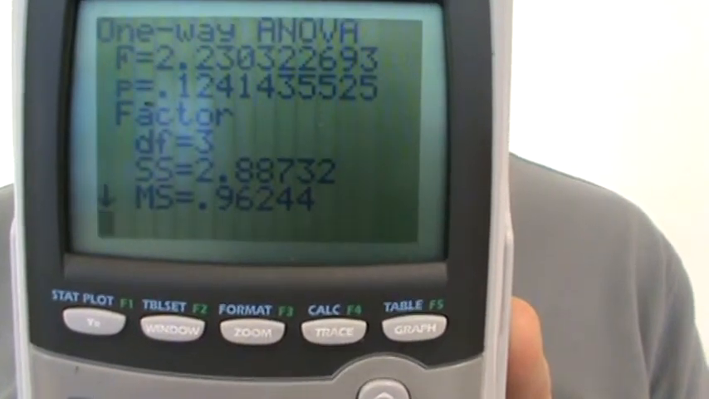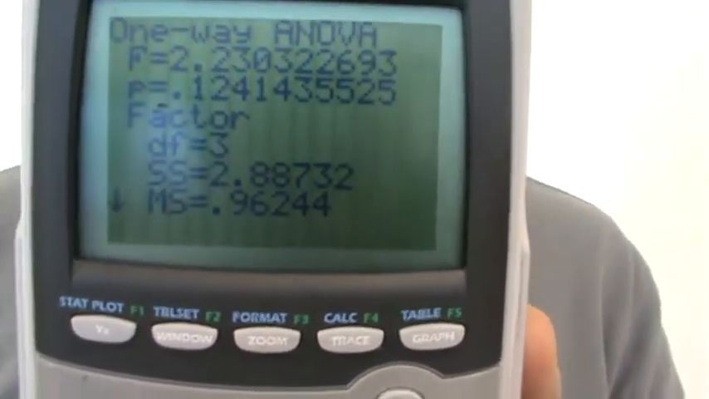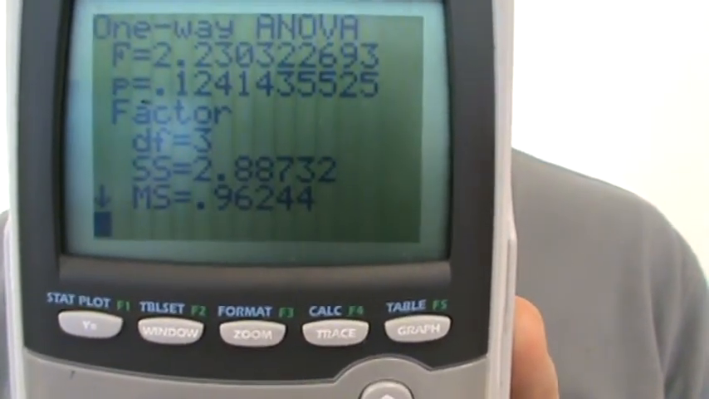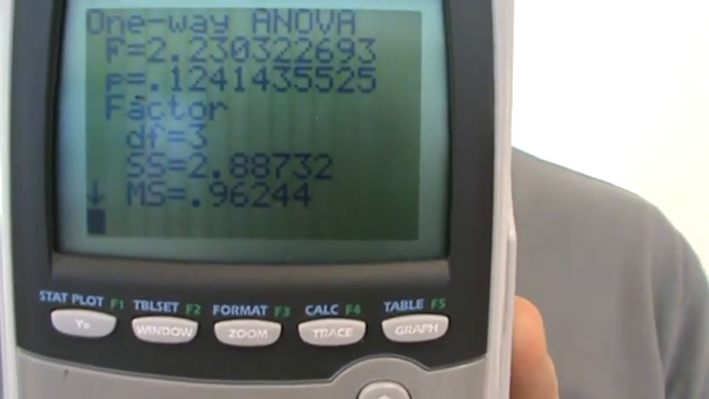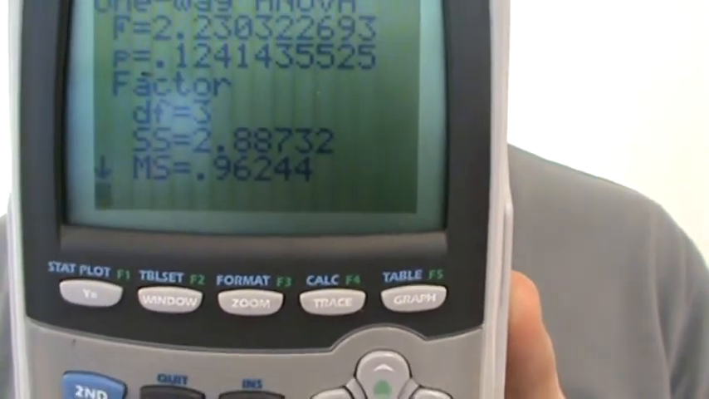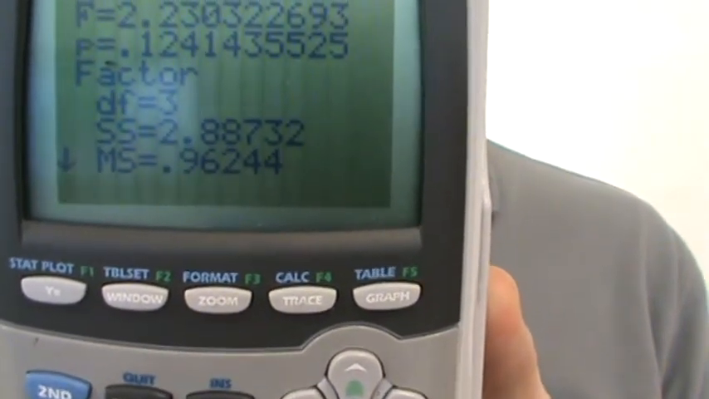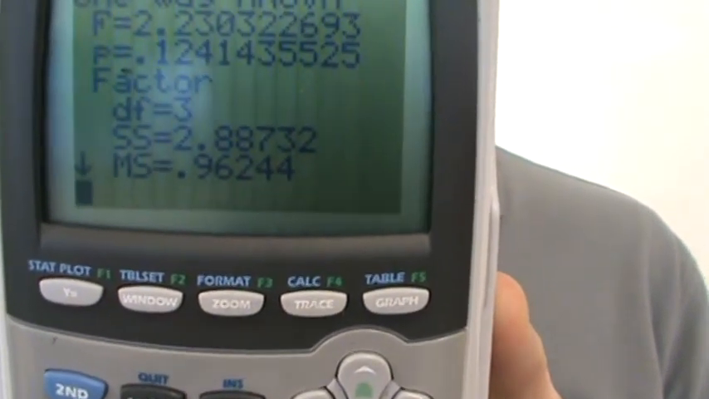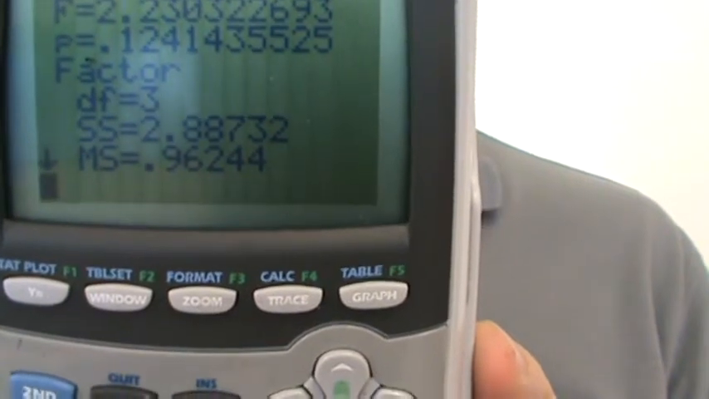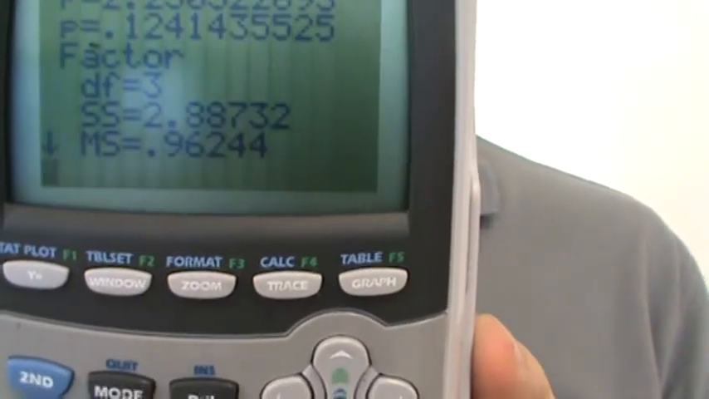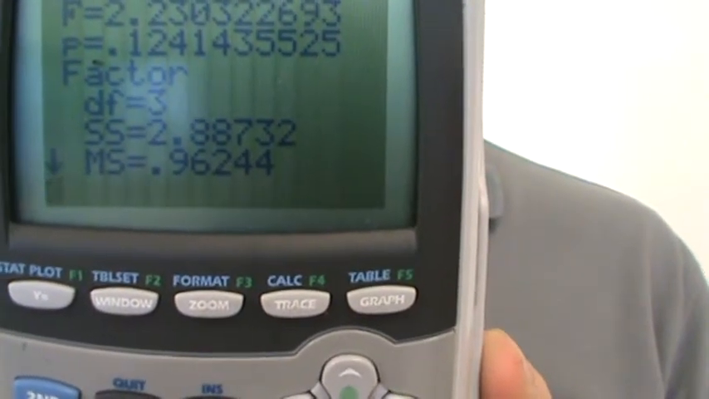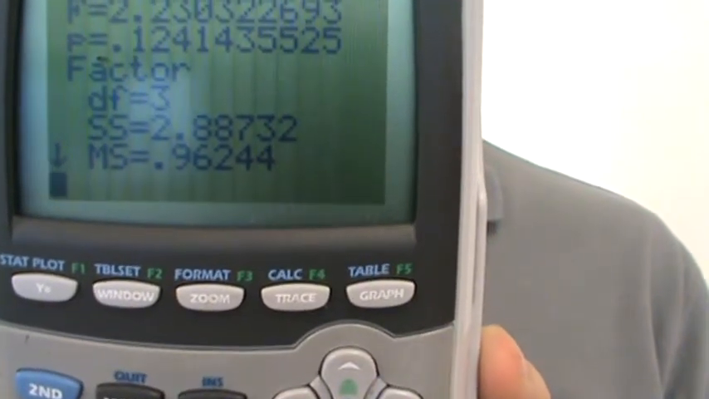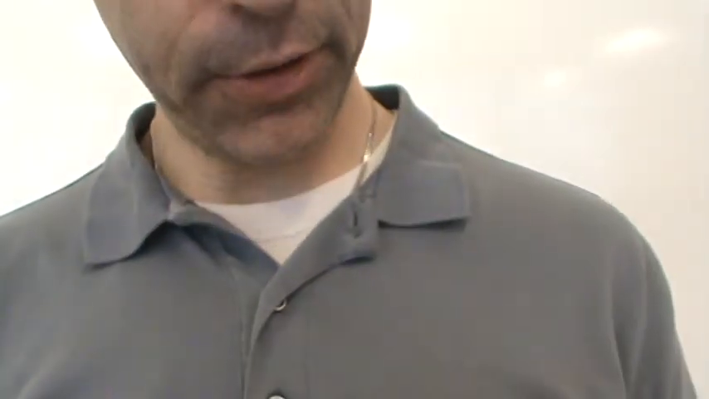It gives me my factor. Degrees of freedom is 3. Remember what the degrees of freedom is: it's the number of categories minus 1. So my numerator degrees of freedom is 4 sororities minus 1, which is 3. That makes sense. Now there's my sum of squares, that's my calculation for the sum of squares, 2.88732. Now my mean square is taking my SS and dividing by the degrees of freedom, which is 3. So there I get 0.96244.